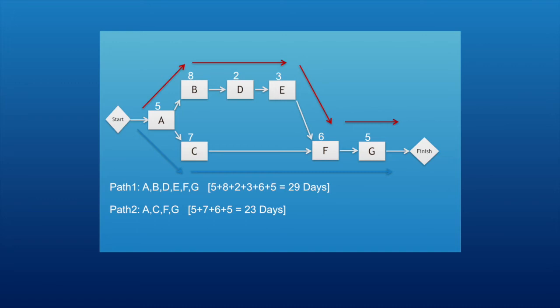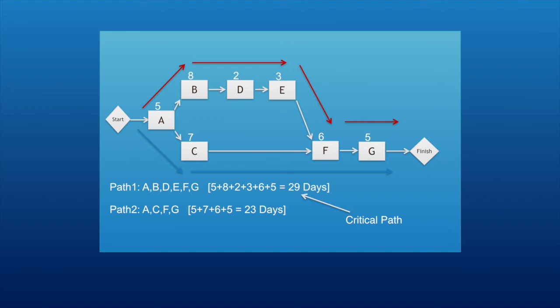So we have 2 paths, one is 29 days, the other one is 23 days. So of course the longer one is 29 days. Okay, so the critical path is the one which is longest in terms of duration. So in this case, the critical path is path number 1, which is A, B, D, E, F, G. So that is the critical path, and the duration of the critical path is 29 days, which means that is how long our project will take, 29 days, because it is the duration of the critical path. So simply whatever the duration of the critical path, that is the duration of your project.